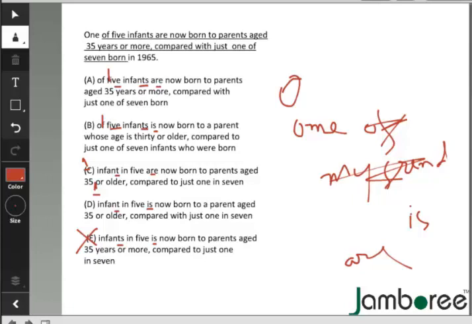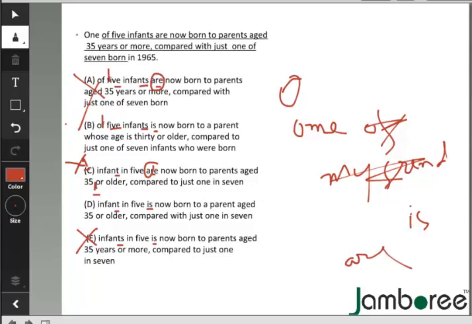Okay, so understood this. So now if I'm saying one of 5 infants, it's not going to be are, because it's one, it's out. One of 5 infants, is is okay. One infant, are is wrong. One infant in 5, is is correct, right? One of 5 infants, is also correct. 1 in 5 is also correct. Yes, understood?